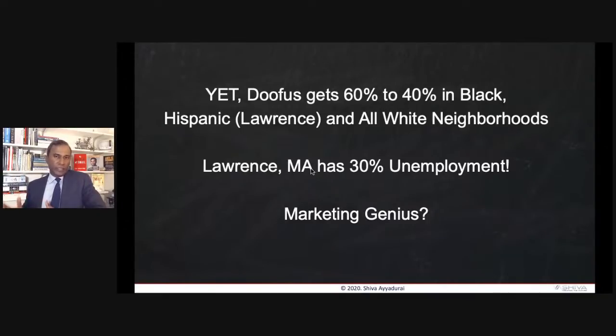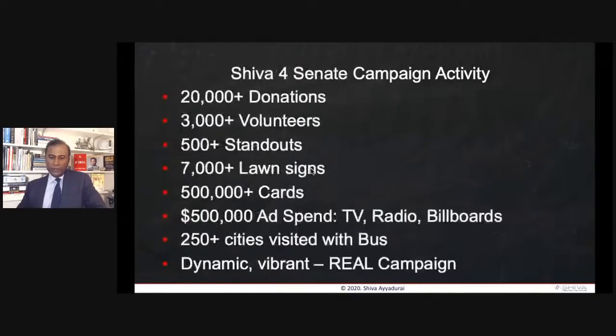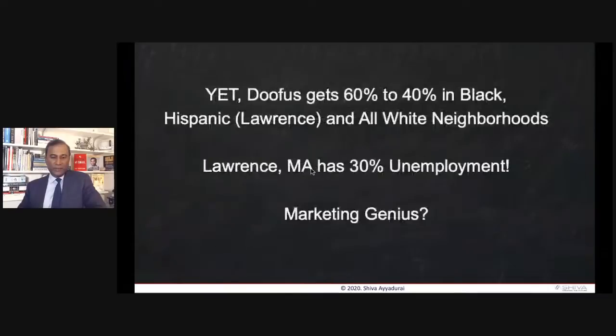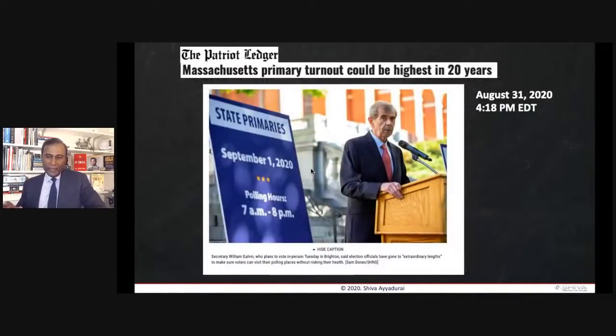Either he's a marketing genius, as I said, or something else happened. Okay. Again, look at the results here and look at the actual activities, the inputs, and this is the output you get. Now, in the midst of this, the Secretary of State, who we just, by the way, gave a Freedom of Information demand letter to, which we'll talk about, was saying this is going to be the highest voting in 20 years, in 2 decades. We're going to have the highest voting.